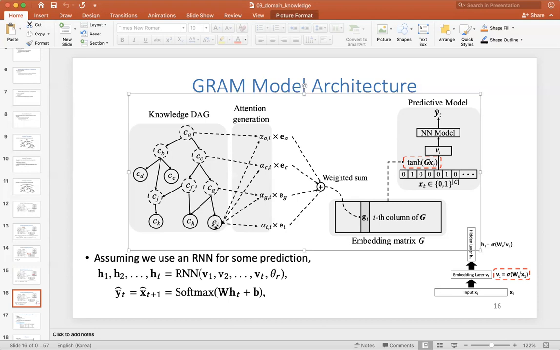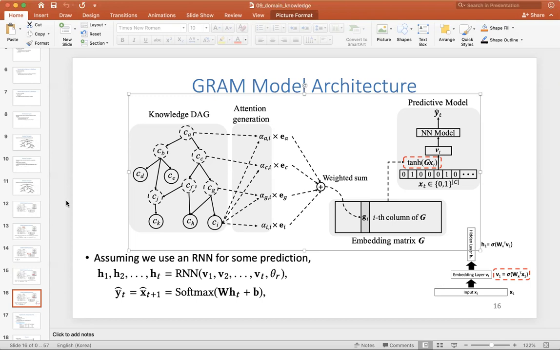That's the whole essence of this GRAM model architecture. We want the ancestors to be trained more frequently so that the leaf nodes can borrow knowledge from the parent nodes in case the leaf nodes are rare nodes.